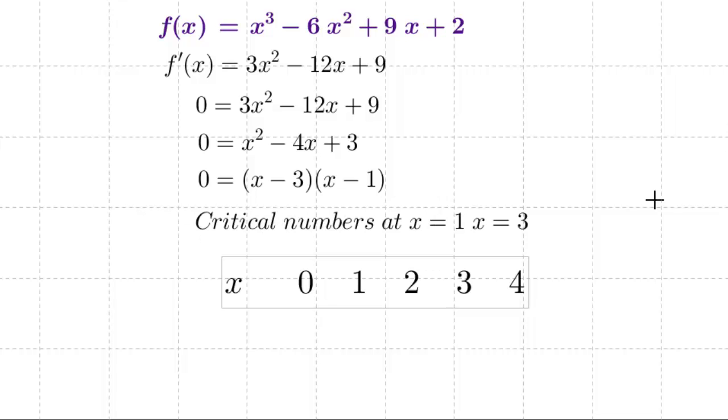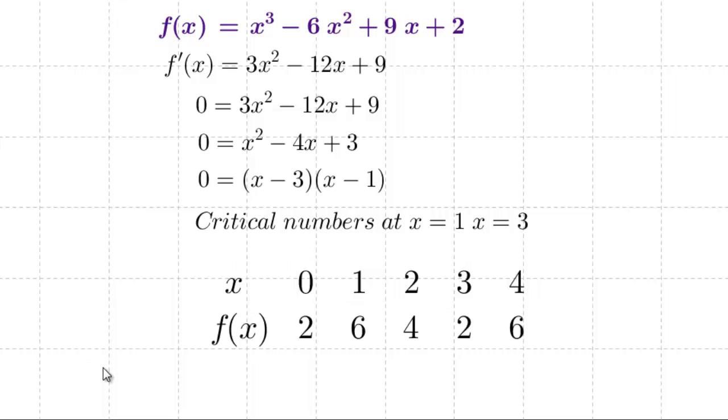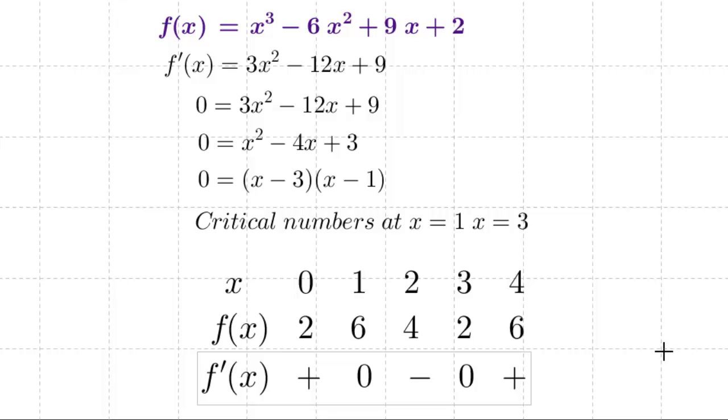So what values of x do I choose? Well, I'm going to choose 1 and 3 for my table, but then I also have to pick numbers to the left and right of 1 and to the left and right of 3. So in this function, 0, 1, 2, 3, and 4 work very nicely because they include all the intervals to the left, right, and in between 1 and 3. So we evaluate the function at those points, and we get the values you see here. Then we evaluate the derivative at those points.